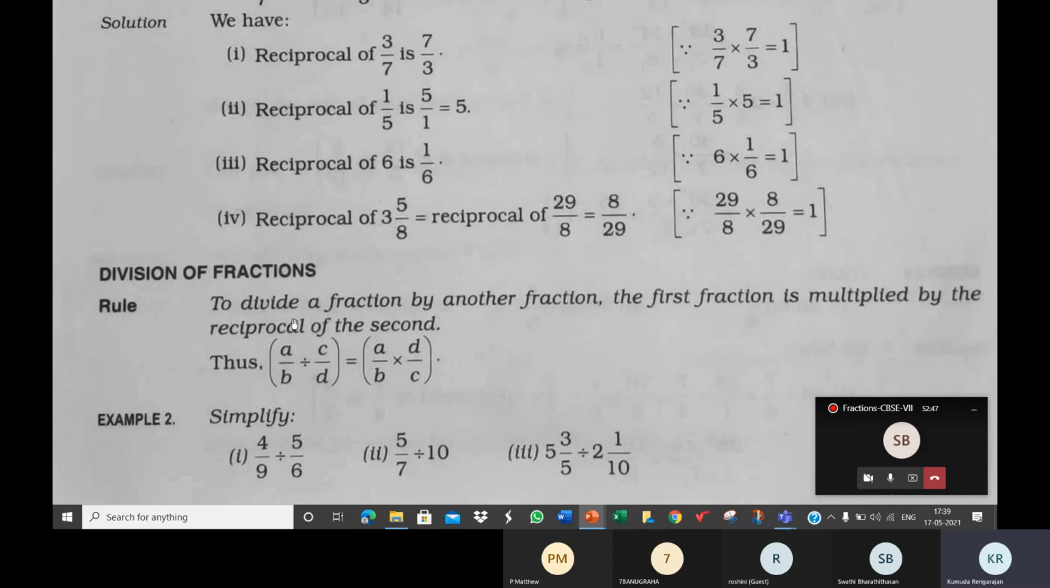If you have to divide a by b and c by d, since multiplication and division are inverse operations, a by b divided by c by d is the same as writing a by b as it is, changing division to multiplication, and writing the reciprocal of c by d, which is d by c. So dividing a by b and c by d is the same as multiplying a by b and the reciprocal of this one, d by c.